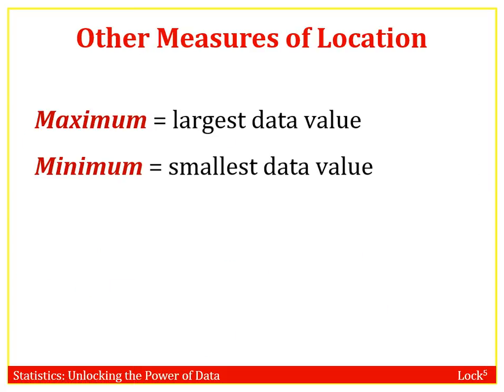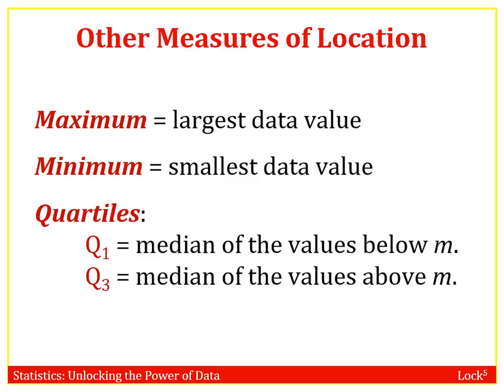So other measures of center, you have your max and you have your min. Max is your largest data value, min is your smallest. We also have quartiles. Now remember M is your median. It cuts your data in half. Well, if you find the median of that lower half, that's your first quartile or lower quartile. If you find the median of that upper half, that's your third quartile or your upper quartile.